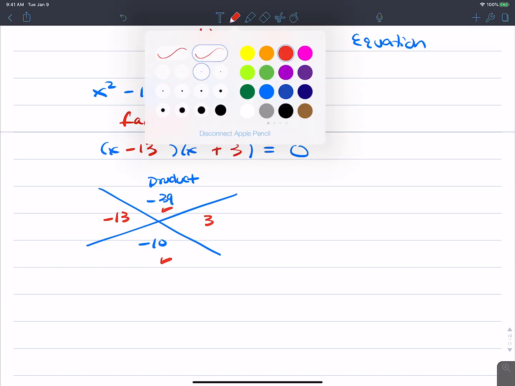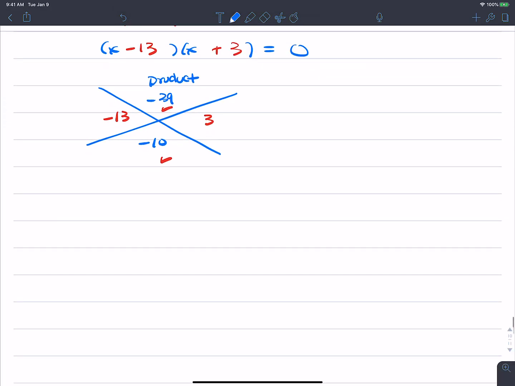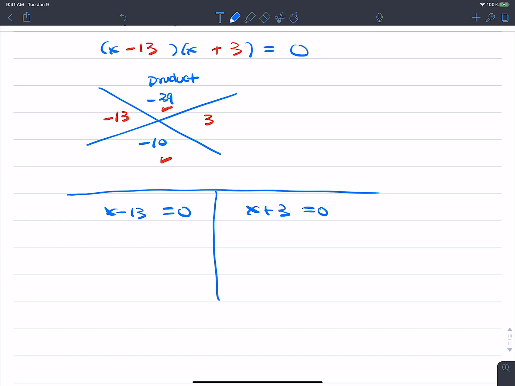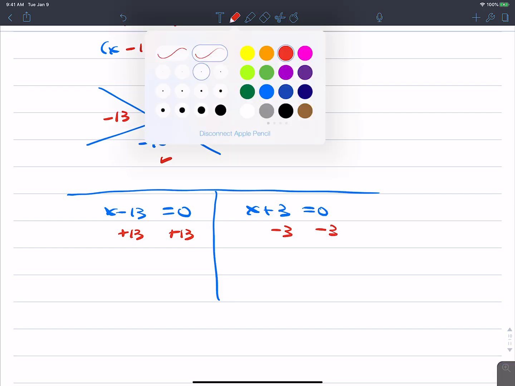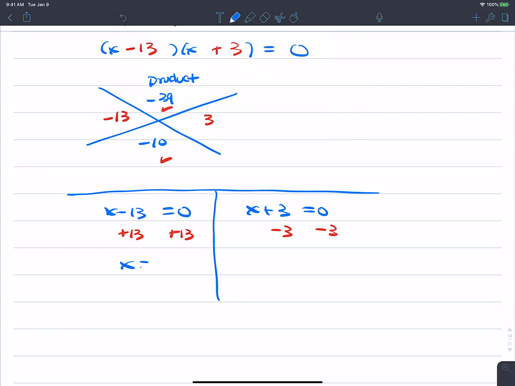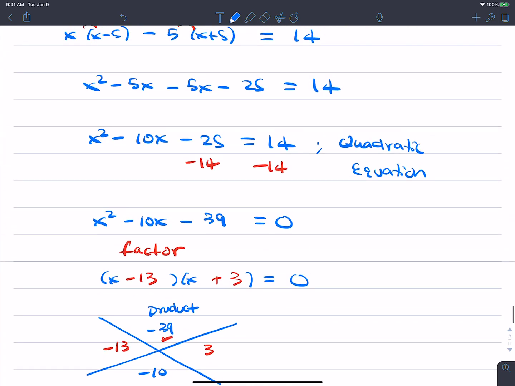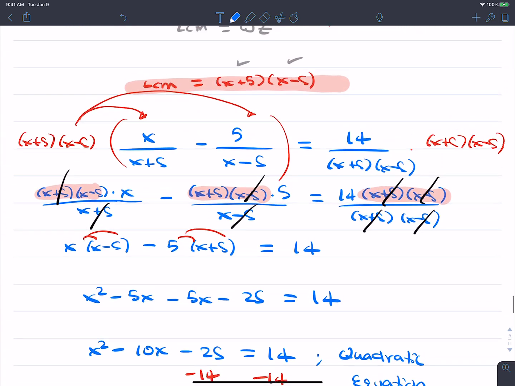Okay, zero product rule. What does that say now? X minus 13 is 0. X plus 3 is 0. How do you solve these again? Add 13 to both sides. Subtract 3 from both sides here, and you end up with x being what? 13, and x is going to be negative 3. Positive 13 and negative 3.